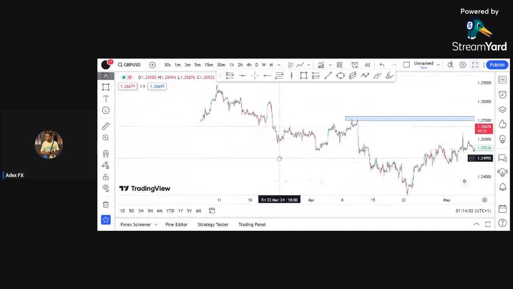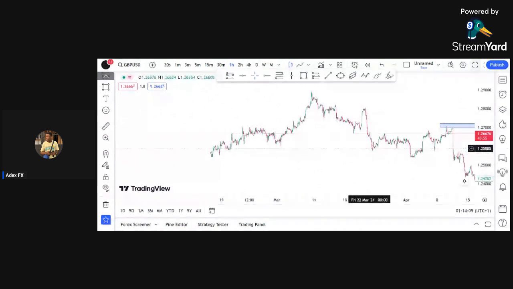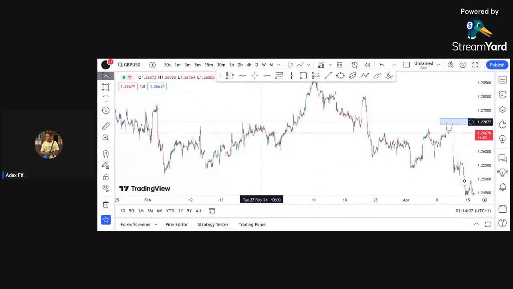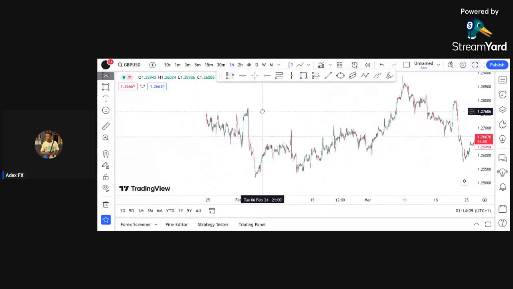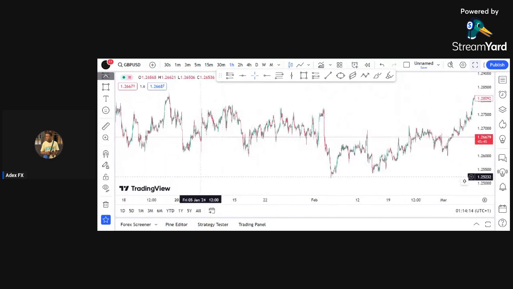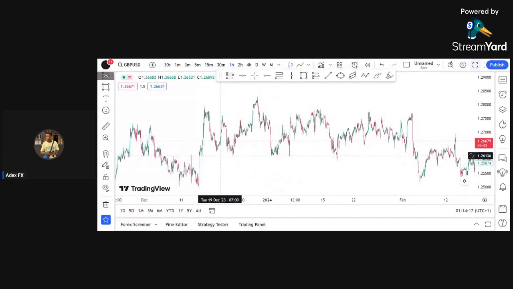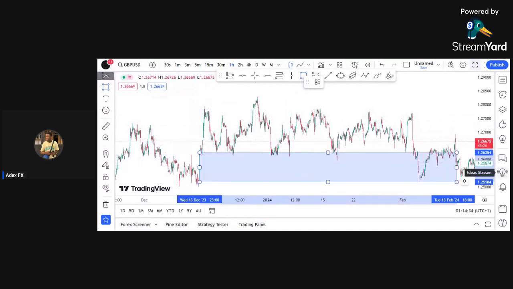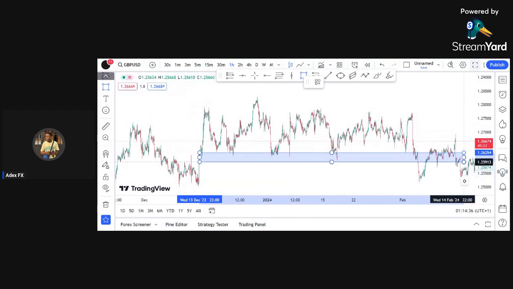So let's talk about the support zone. Let's look for support. Okay, we can use this as our support. Use it here. You should know that the zone should not be too wide. You understand? It should not be like this. Just a little bit.